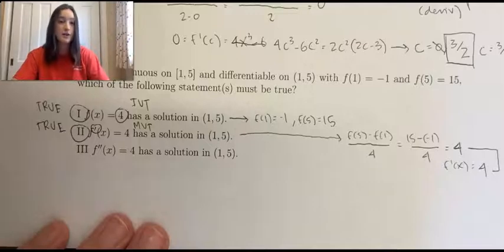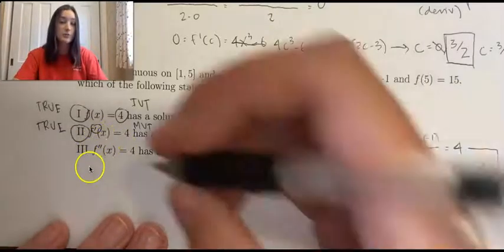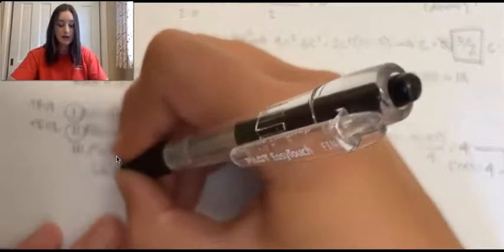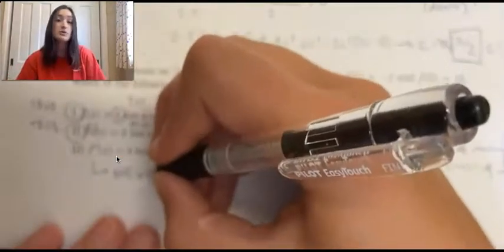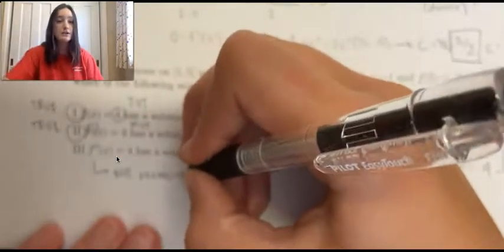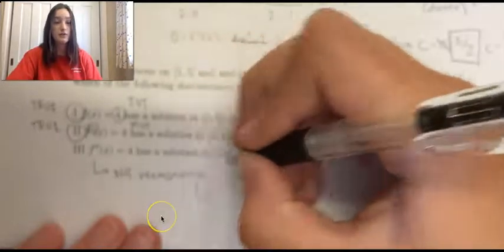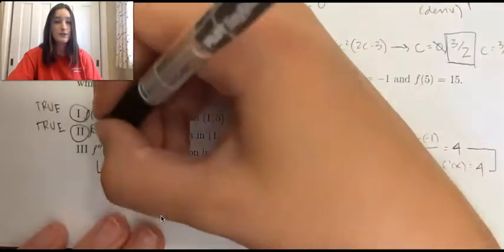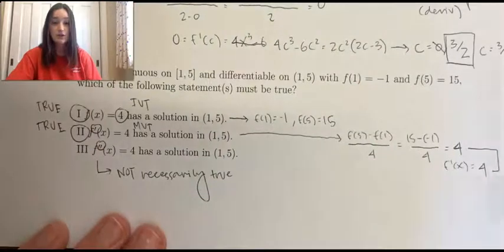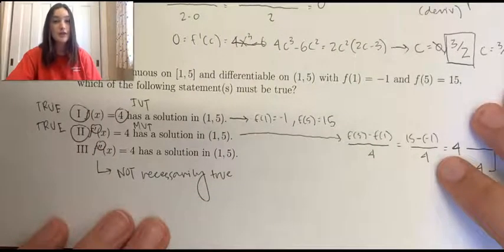Now on this next one, now we have f double prime of x, and because IVT and MVT don't deal with second derivatives, you can't necessarily prove that number 3 is true. So since that one is not necessarily true, it's not true all the time, then we can't say that it's true.